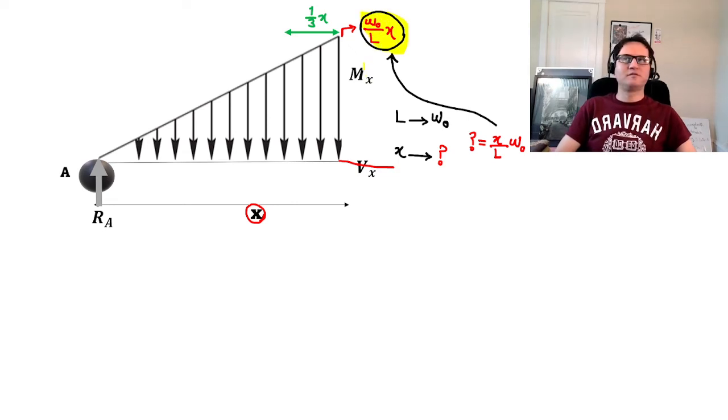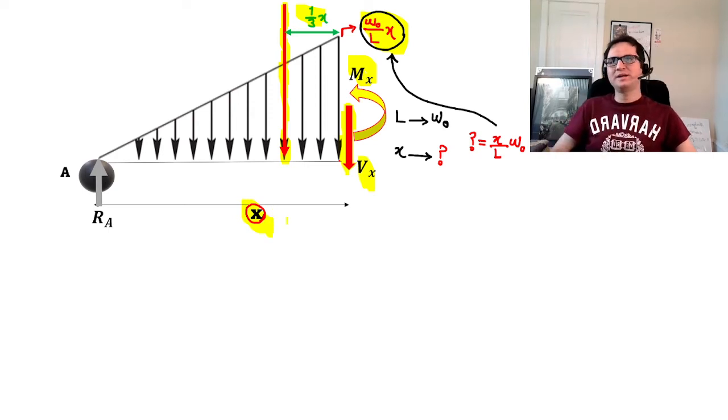Then we convert that distributed load to a concentrated load, which applies at the centroid, 1/3 from the base. At the same time, because we cut it through, we do have a V and a moment at the cross section x. So let's see how that goes.